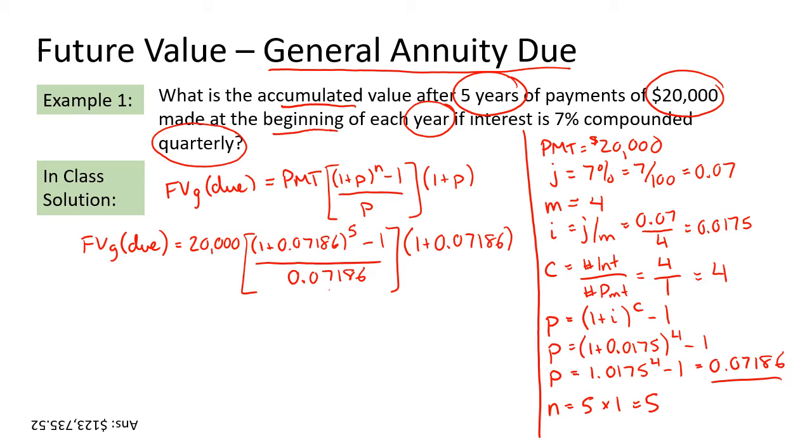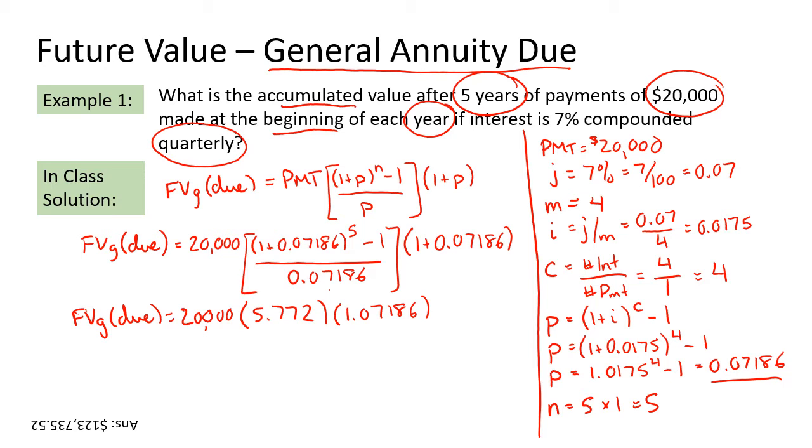Okay, so I'm going to do this in steps. I'm going to do everything in the brackets first, just so you see what you should obtain with your calculator. So your future value is equal to 20,000 times everything in these brackets comes to 5.772, and then multiplied by your last bracket, 1.07186.